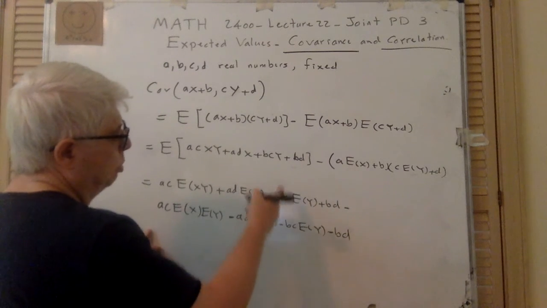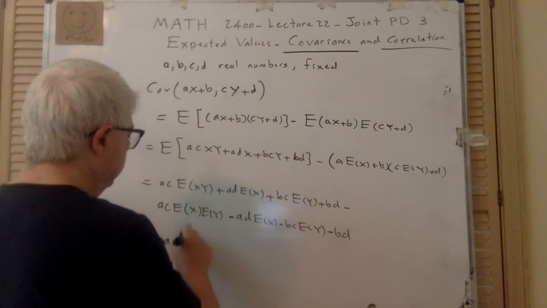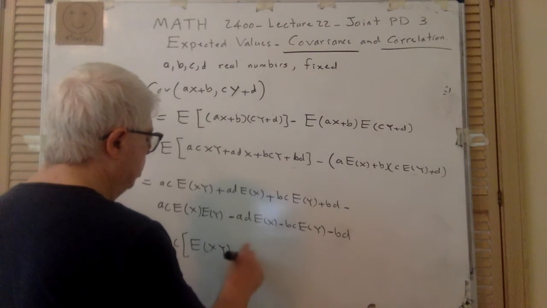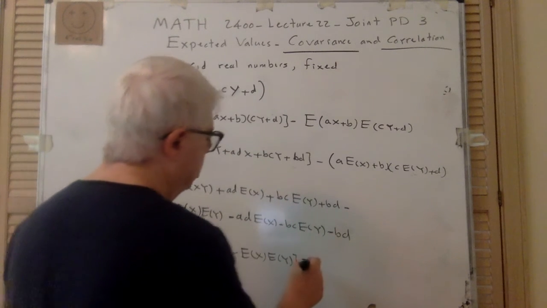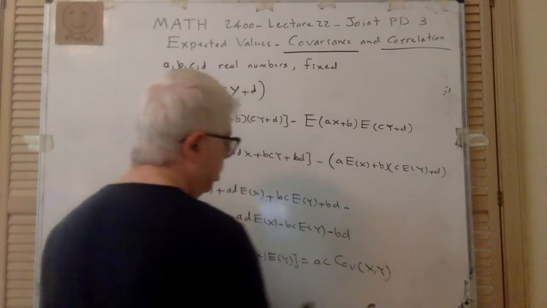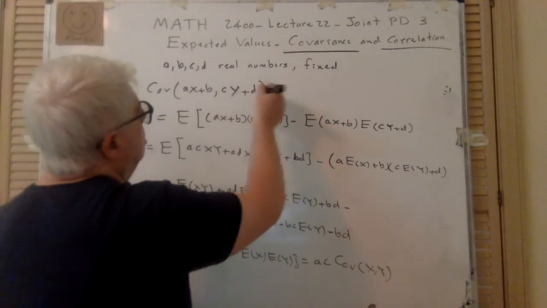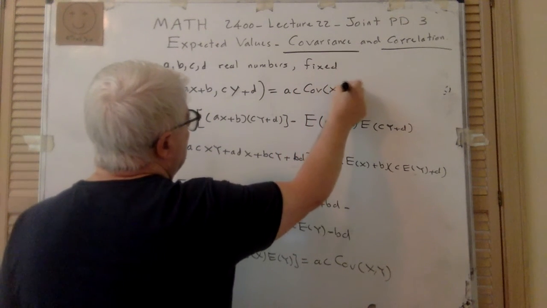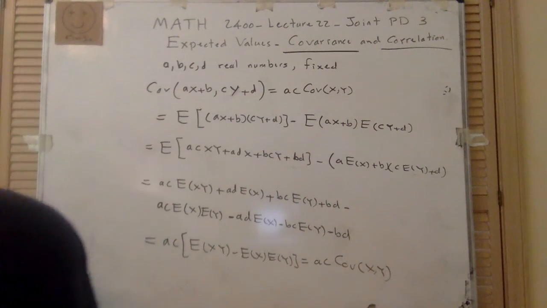minus ad E[X] minus bc E[Y] minus bd. Okay, minus plus, and they cancel out, and the only thing that remains is ac times E[XY] minus E[X]E[Y]. So that is ac times the covariance of X comma Y. So you can see that b and d do not come into the picture. It's just the coefficients of x and y that contribute to this.